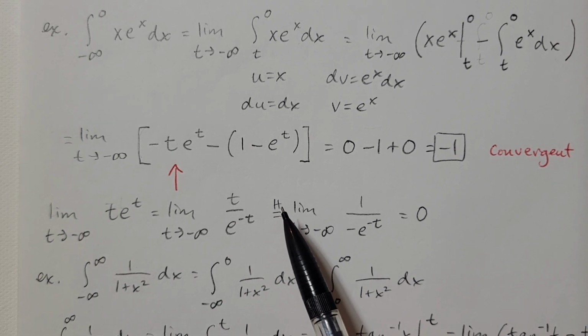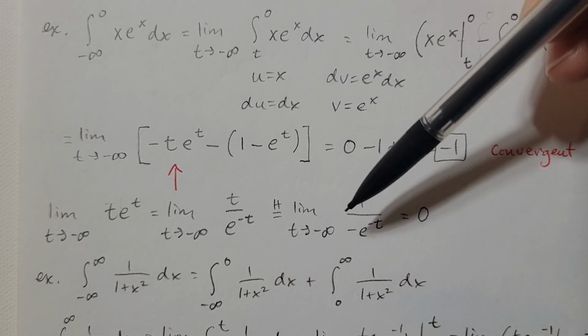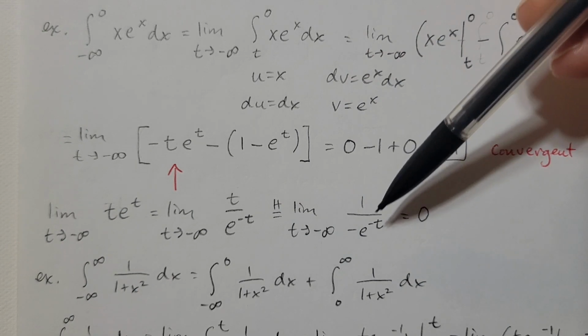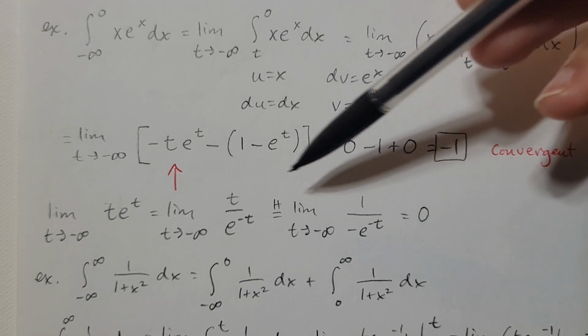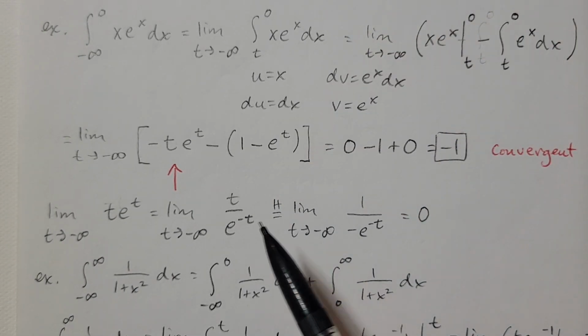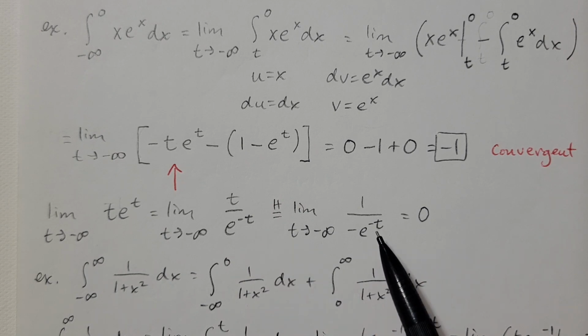So the capital H above the equal sign means that I'm using L'Hopital's rule at this point in the problem. We got the limit as t approaches negative infinity of the derivative of the top divided by the derivative of the bottom. The derivative of t is 1. The derivative of e to the negative t is negative e to the negative t.